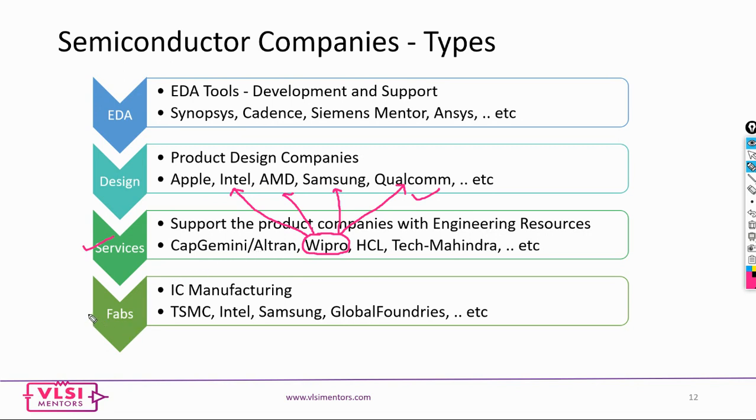Now the next one is fabs. Fabs is the place where we manufacture the ICs. If you look at India, we are actually not having any commercial fabs. But we do have fabs in India. There is something called the Semiconductor Complex, SCL, in Mohali. It's a Government of India facility where all the defense chips are manufactured, and we also have IASC Bangalore.